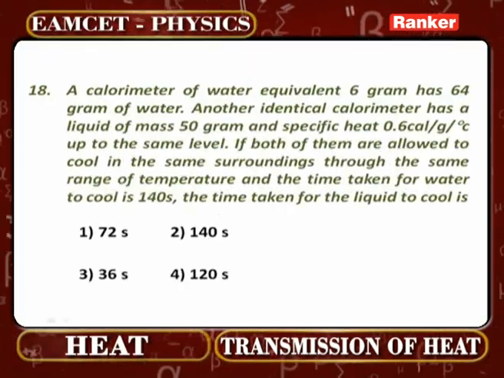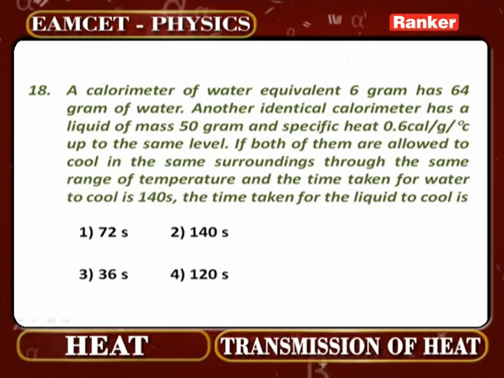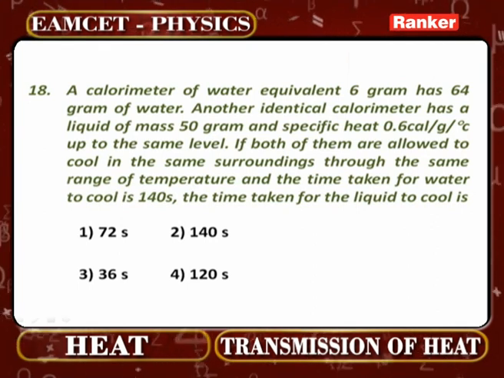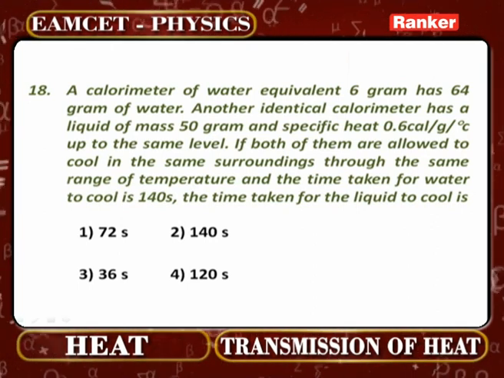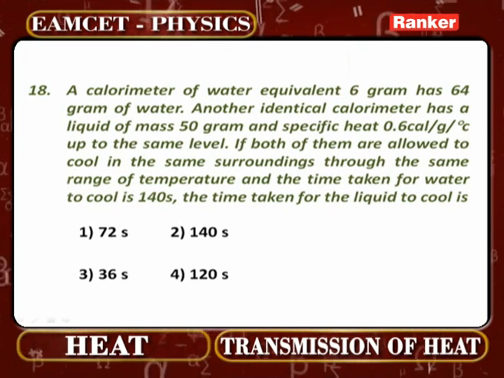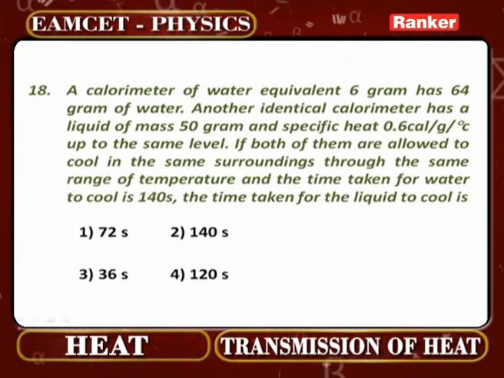Problem number 18. A calorimeter of water equivalent 6 gram has 64 gram of water. Another identical calorimeter has a liquid of mass 50 gram and specific heat 0.6 calorie per gram per degree centigrade up to the same level. That means their volumes are equal. If both of them are allowed to cool in the same surroundings through the same range of temperature and the time taken for water to cool is 140 seconds, the time taken for the liquid to cool down is how much? That is the concept.